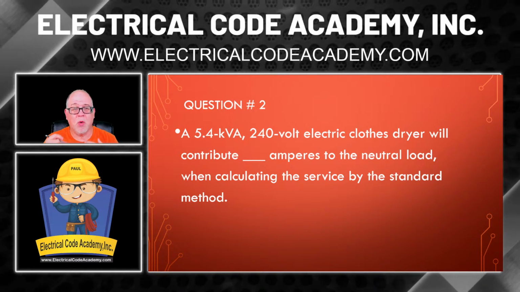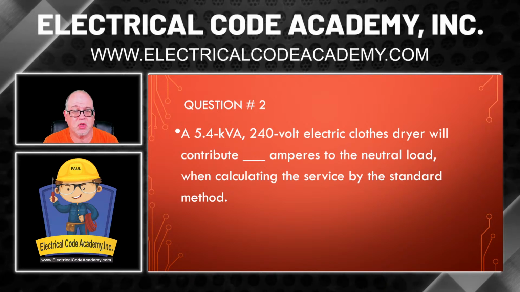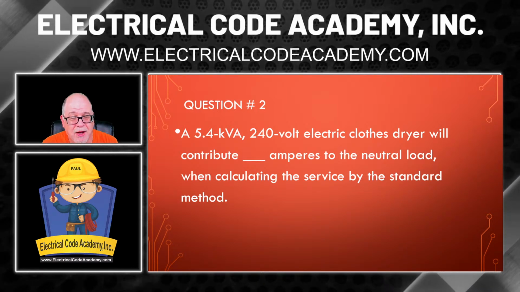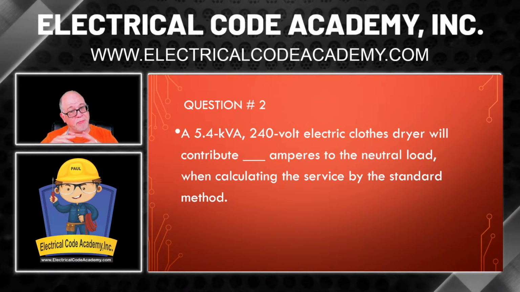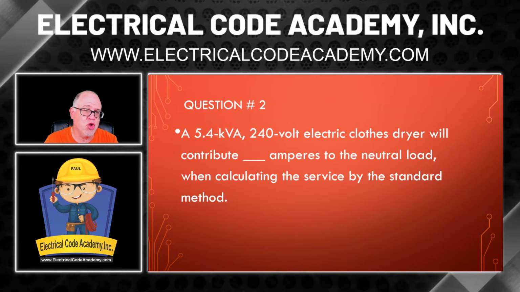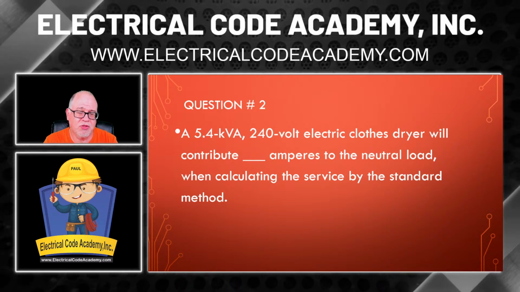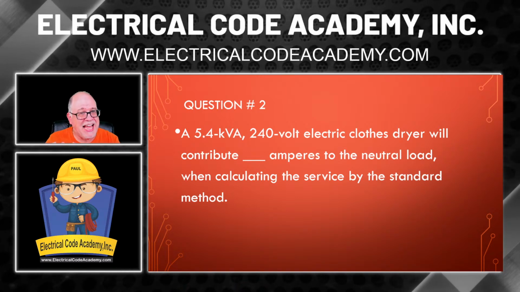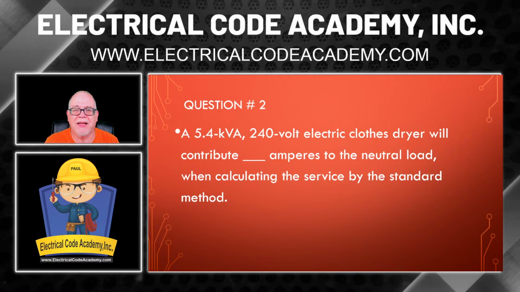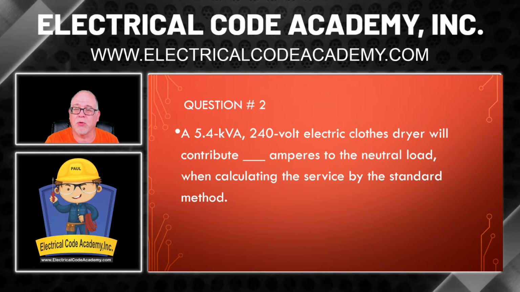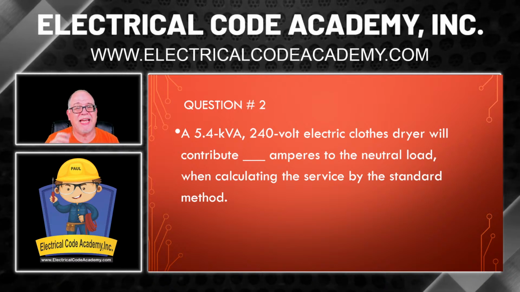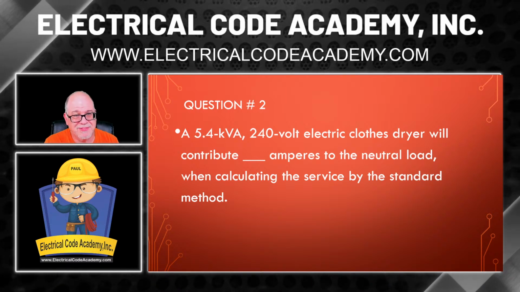Okay, so we know we're in the standard method. So we know that we're going to be deep within Part III of 220 because that's where the standard method is. We also know that this is asking about neutral contribution. So we know there are rules that have to apply to that as well. And there's a percentage of demand that we can apply to the value in order to get our contribution. But in this one, there's a little more math because we have to get this to amps, right?